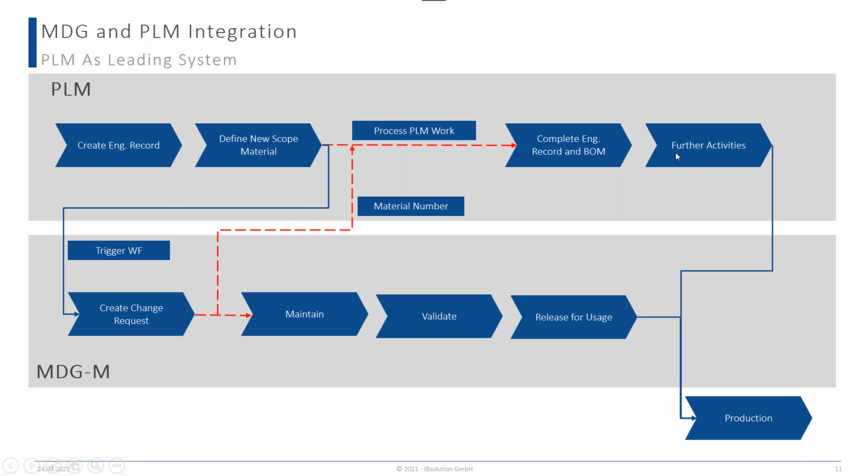And once they complete it, the further activity will be provided to production. Because once they have complete bill of material information, how many sub-components are going to be used to build this finished product, then at the end, they will send it to production to start the production. Now, this is the one scenario.